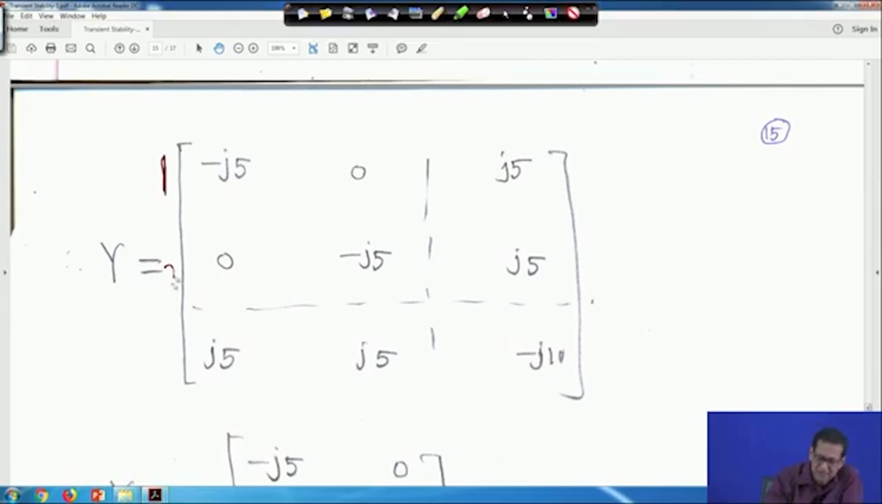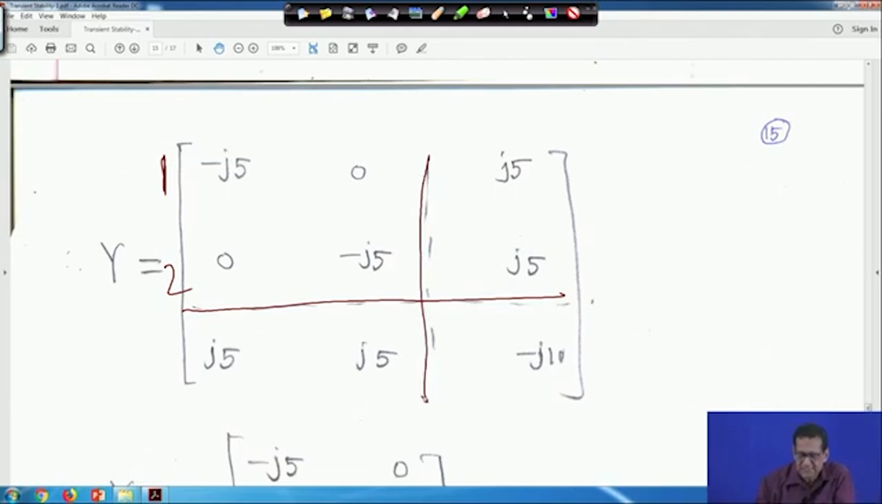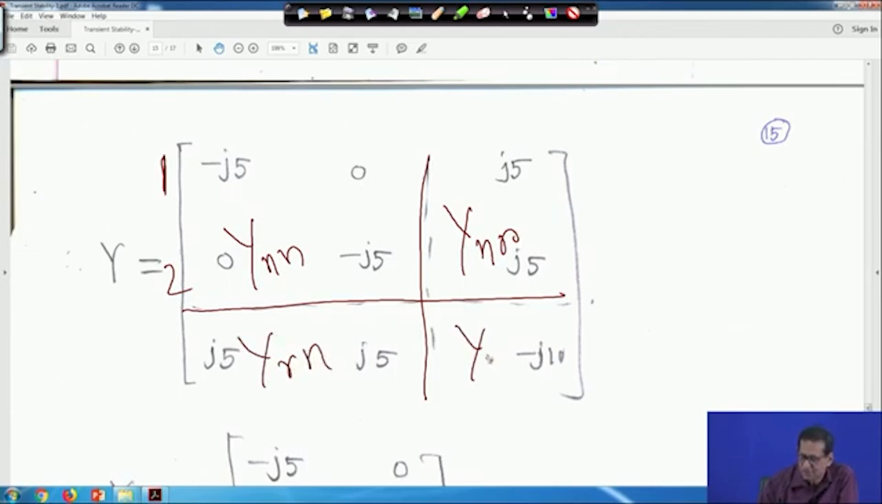Now, in this example you have two machines, that is why this is 1 and this is 2. So its partition should be like this. This is actually your YNN, 2 by 2, where n is equal to 2. Then YNR, YRN and YRR, only a single element here in this case, because in the classroom we cannot take very big examples, but certain things will be shown.